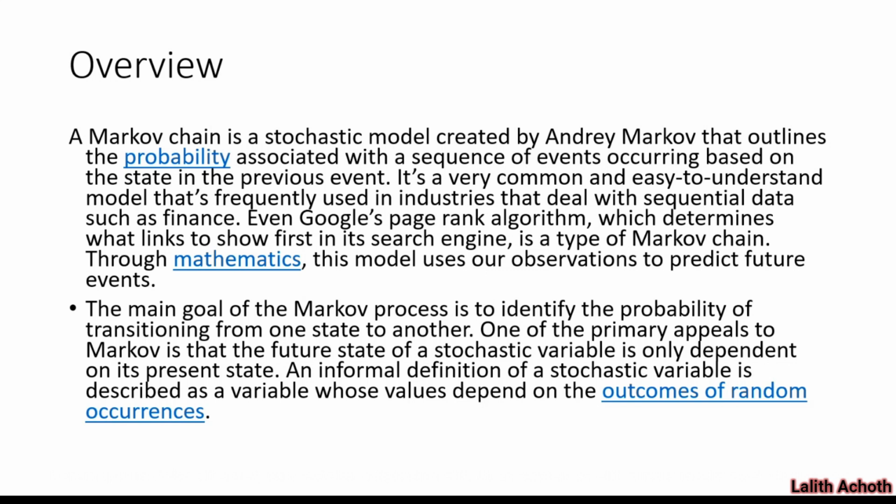One of the primary appeals of Markov is that the future state of a stochastic variable is only dependent on its present. An informal definition of a stochastic variable is a variable whose value depends on the outcome of a random occurrence. So the current value of the variable depends only on its immediate past.